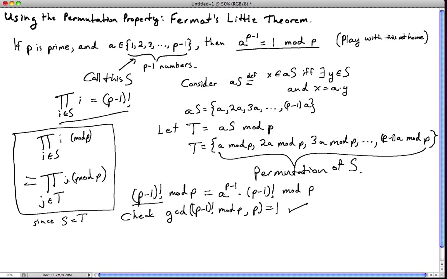Because this is true, we can divide both sides by it. And we'll get 1 equals a to the p minus 1 mod p. Which means that we have proven Fermat's little theorem.